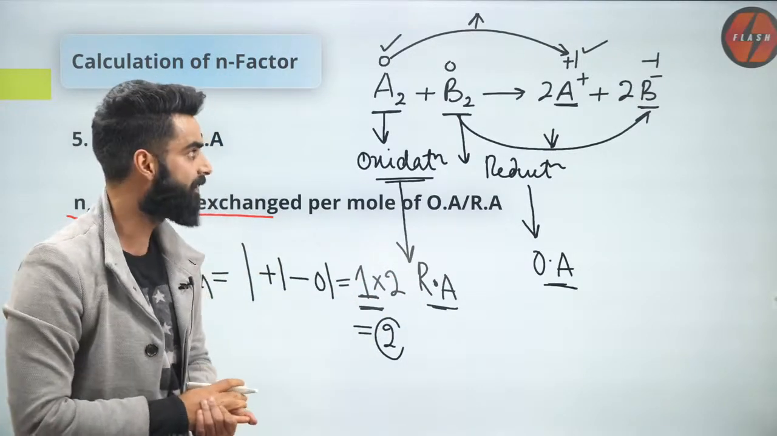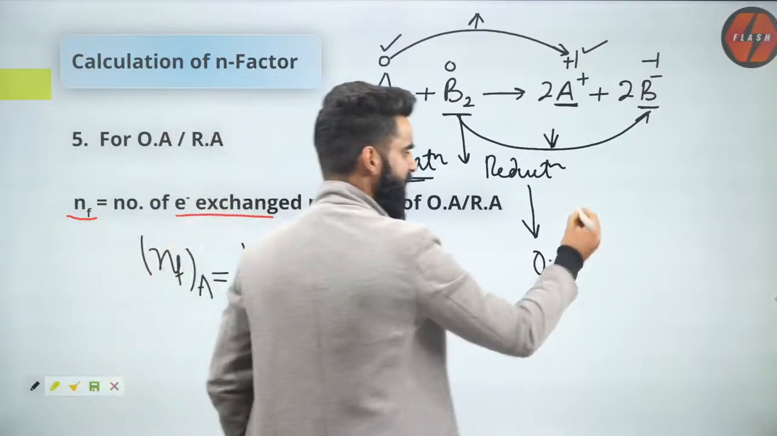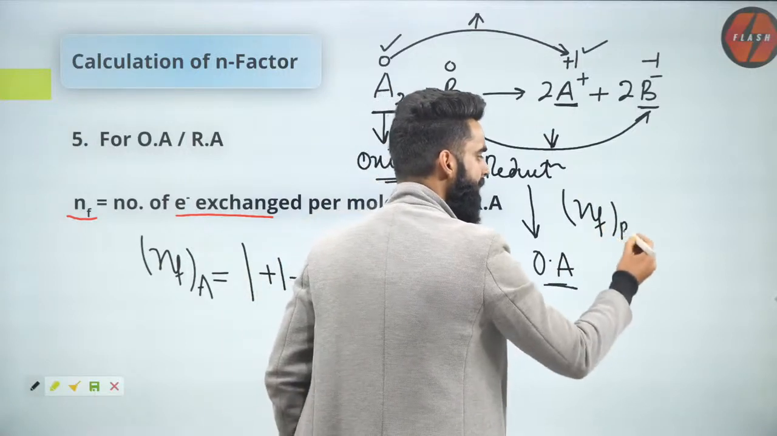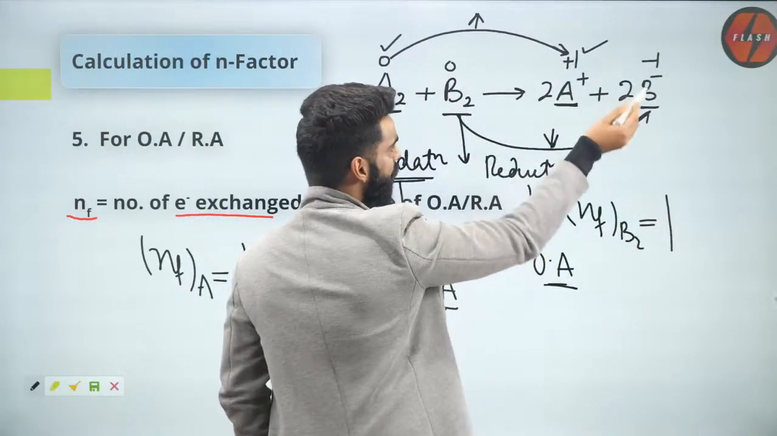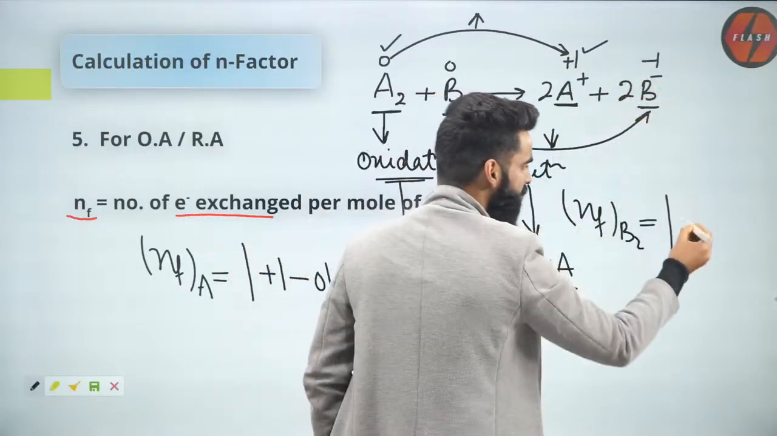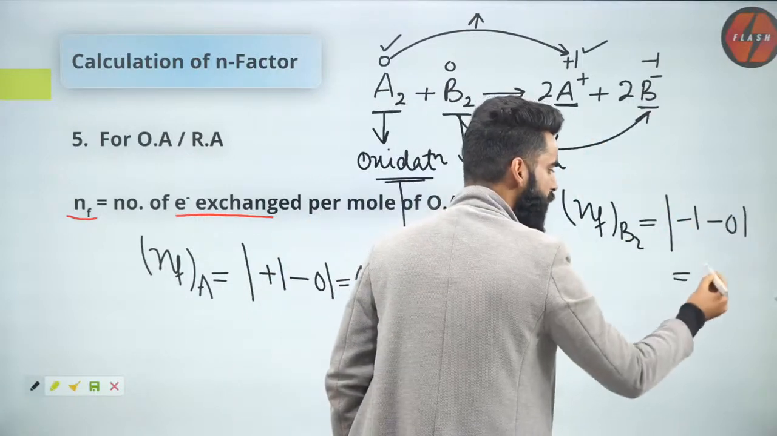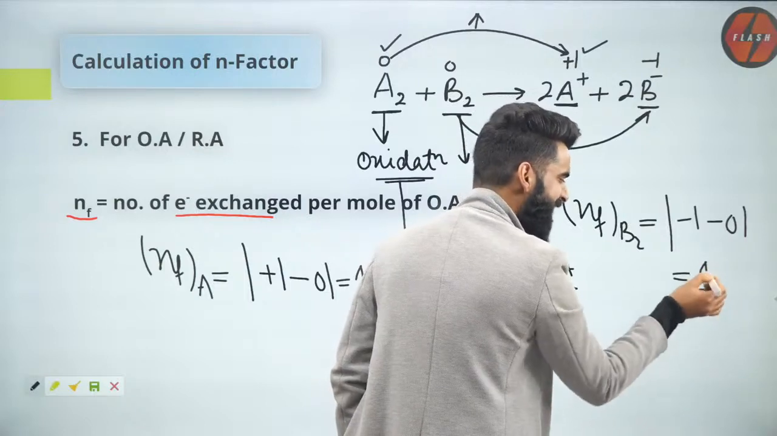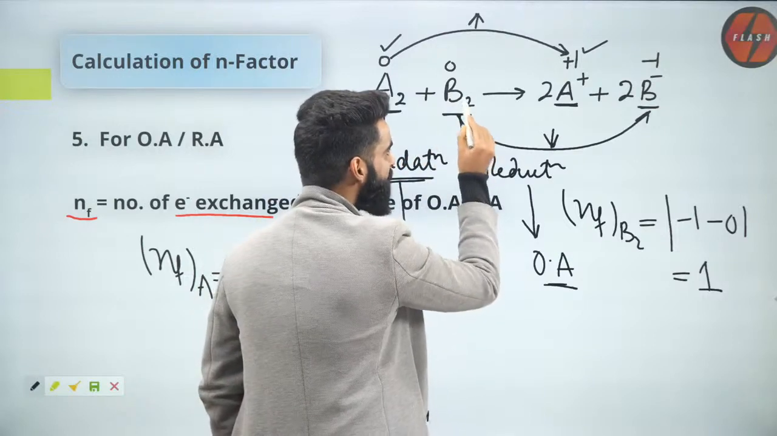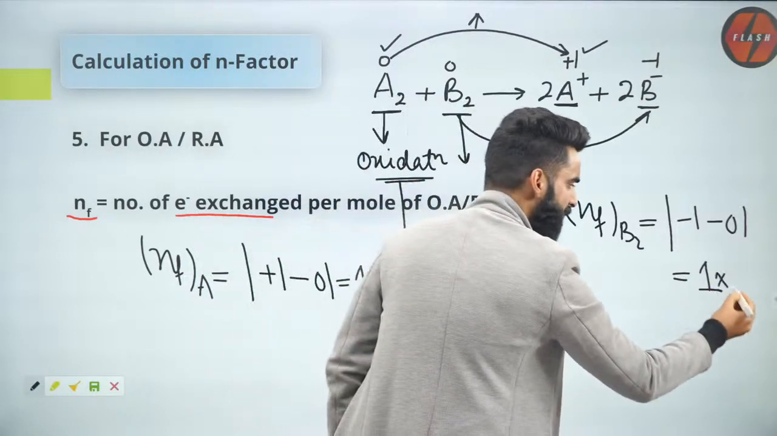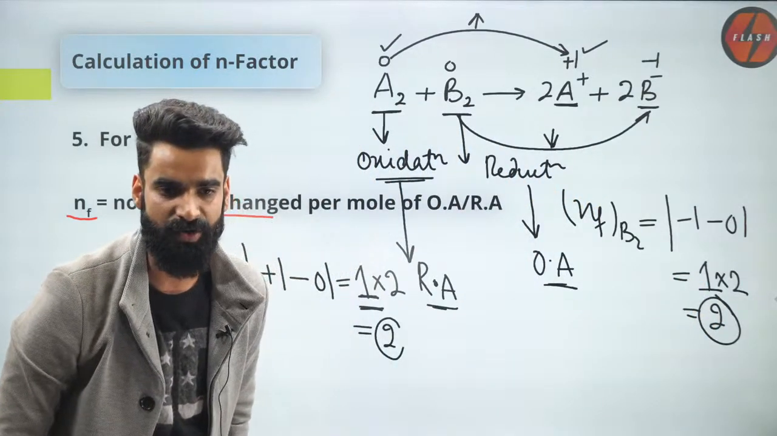Very, very simple, correct? Similarly, talking about B2, n factor of B2 will be equal to the change in the oxidation state of B, which is the final oxidation state, -1, minus initial oxidation state of B, that is 0. So the value over here is coming as 1. But this is the change in the oxidation state for one atom of B. And how many atoms of B do I have? I have two atoms, so I'm multiplying it by 2. So n factor of B2 over here comes as 2. Is this clear to everyone?